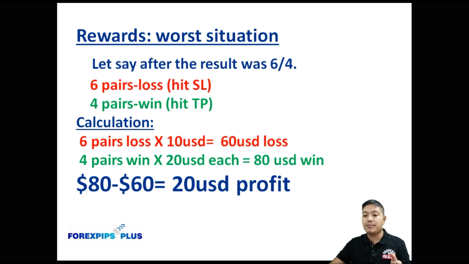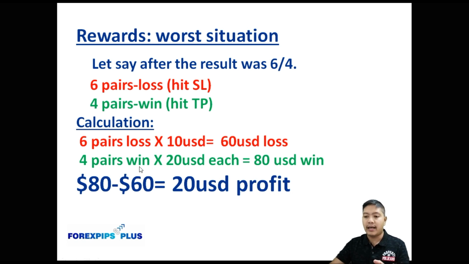So the calculation is 6 pairs loss. Every pair that you are losing is $10. So multiply by 6, you have a $60 loss, right? On that worst situation, right? In the winning situation here, the 4 pairs win, it hits your TP, or take profit, which is about $20 each pair, right? So $20 times 4, you have $80 USD win.